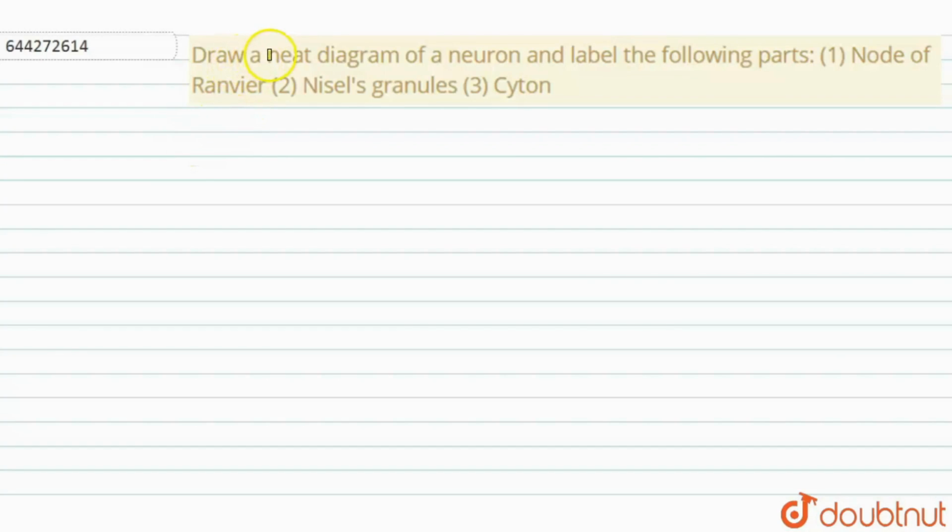Hello. So the question says, draw a neat diagram of a neuron and label the following parts. The first part we have to label is node of Ranvier. The second part is the Nissl's granules, and the third part is a cyton. So we have to draw the diagram of a neuron first.